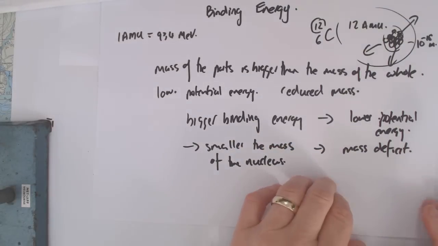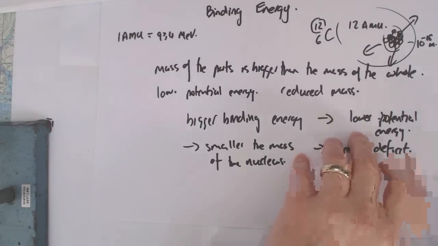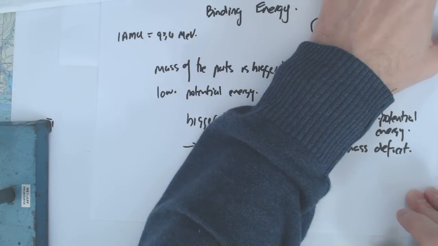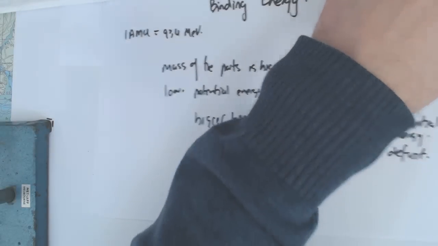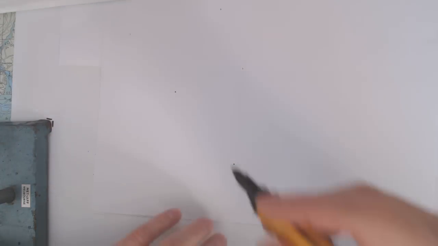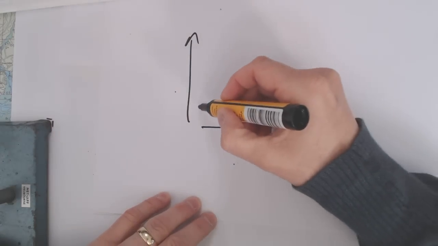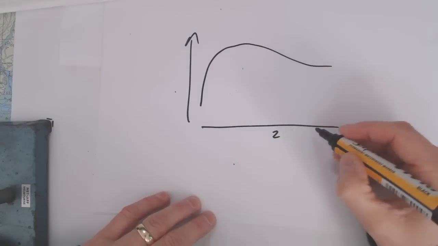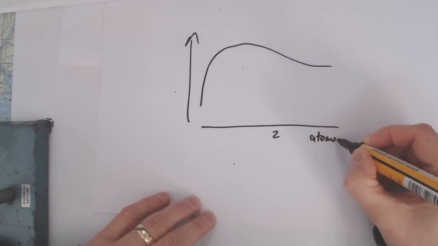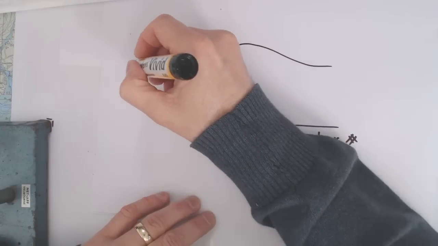So even some of my good students sometimes get a little bit confused with that. But what I want to show you, just briefly, is the graph. We see this graph and it sort of looks something like that. This is Z, if you like. This is the atomic number getting bigger, and this is the binding energy.